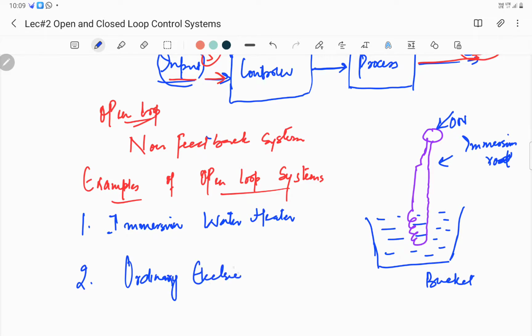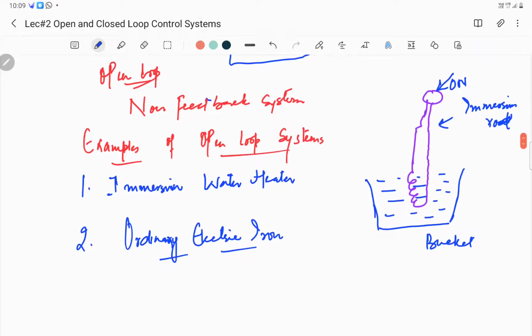Electric iron, used for ironing the clothes. What happens in an ordinary iron is that when we turn on the switch of an electric iron, its temperature continues to rise. The temperature continues to rise. It may even burn the clothes.